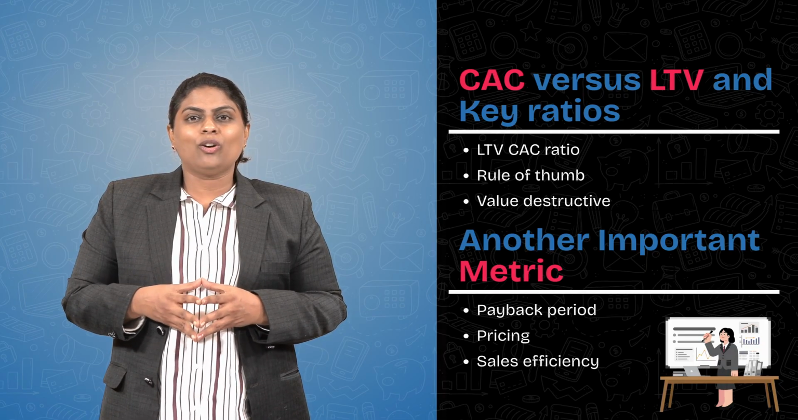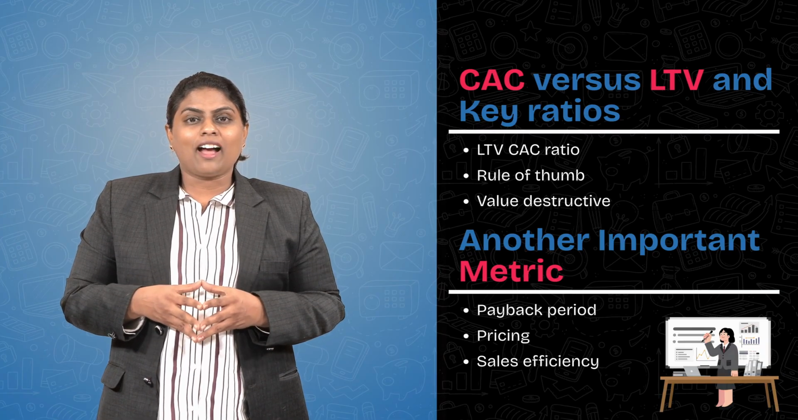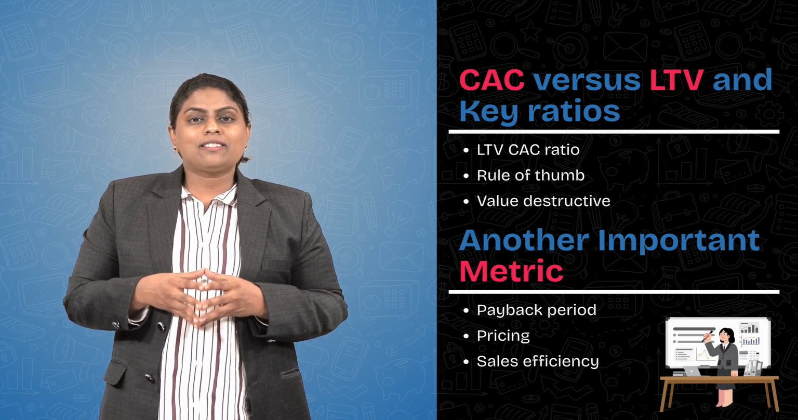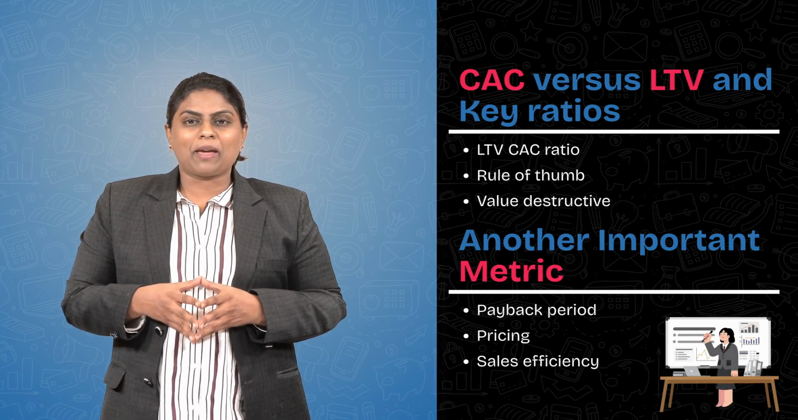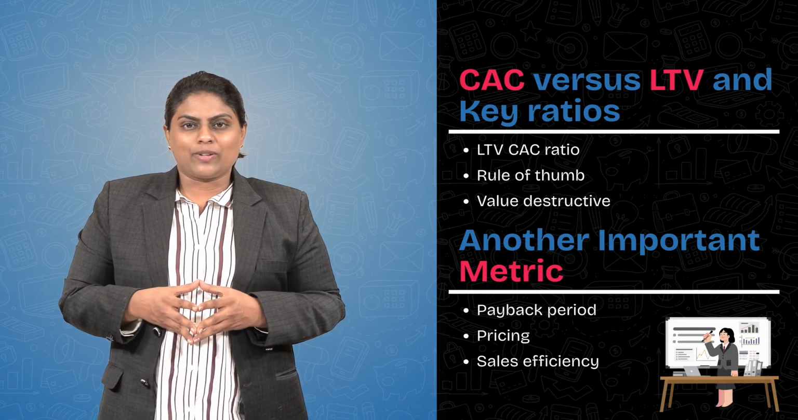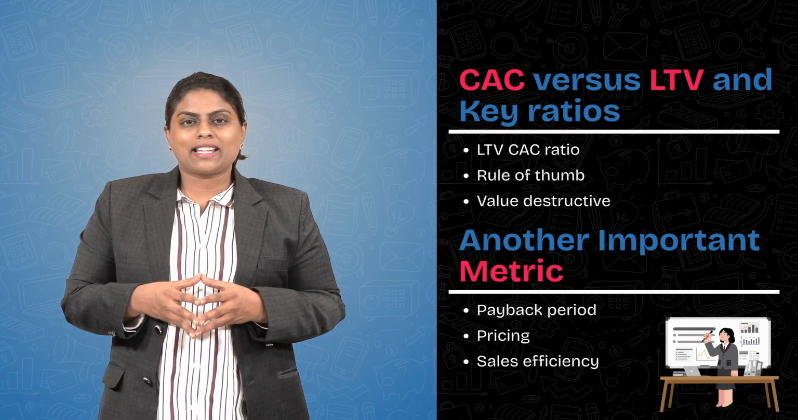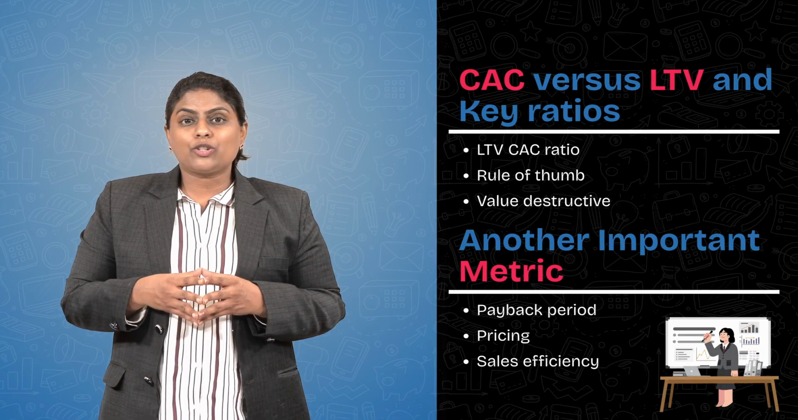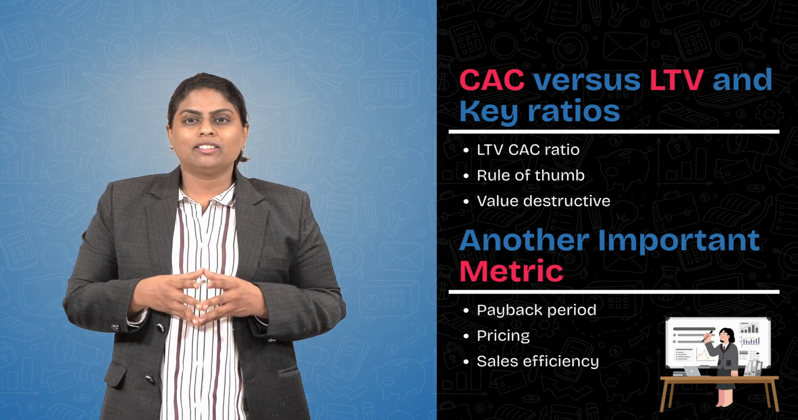Ratios significantly below 2 to 1 suggest that growth may be value destructive, while extremely high ratios can indicate underinvestment in customer acquisition and missed growth opportunities. Another important metric in this relationship is the CAC payback period, which measures how long it takes, in months, to recover acquisition cost from gross profit generated by a new customer. High performing SaaS and AI companies often target payback periods under roughly 12 to 15 months because shorter payback allows faster recycling of capital into further growth.